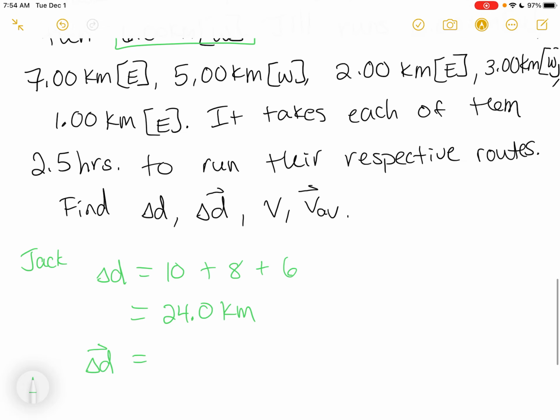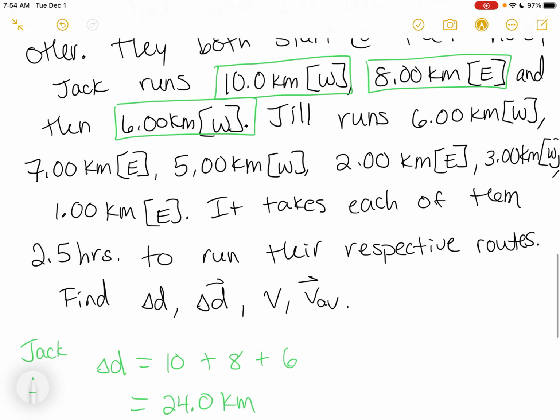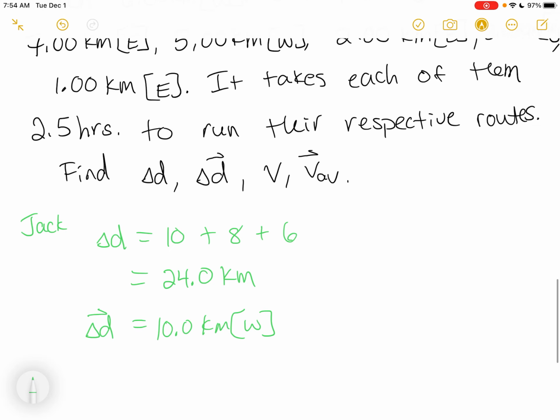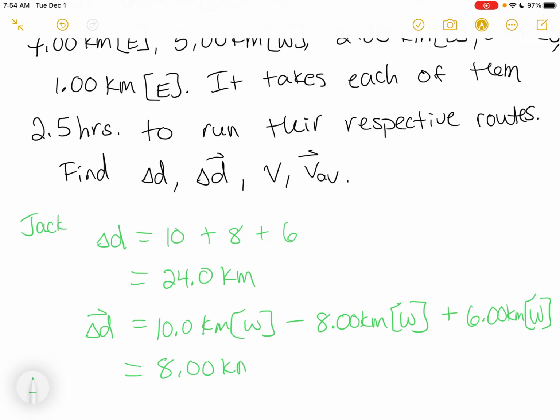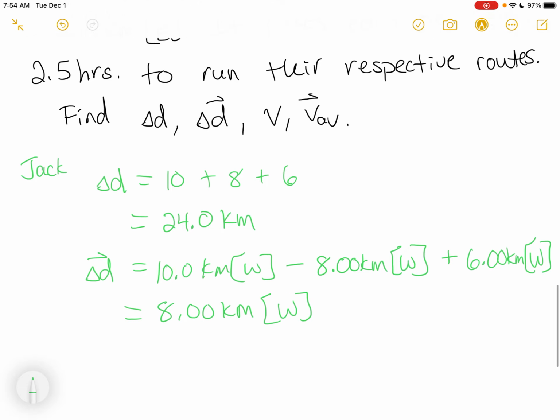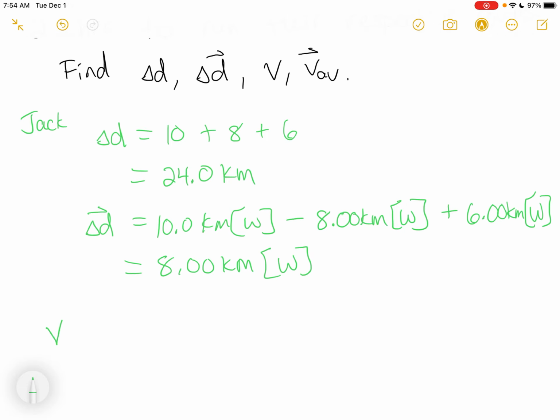So in total, he's gone 24 kilometers. Jack's displacement, remember, we have to add them up using our directions. So it would be 10 kilometers to the west. And then since he went 8 kilometers east, I'm going to change that to west and say that's negative 8 kilometers west. And then he's also going another 6 kilometers west. So now I have 10 minus 8 plus 6, which is going to give me 8 kilometers to the west for Jack's displacement.